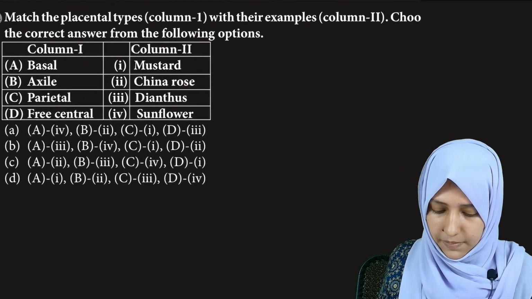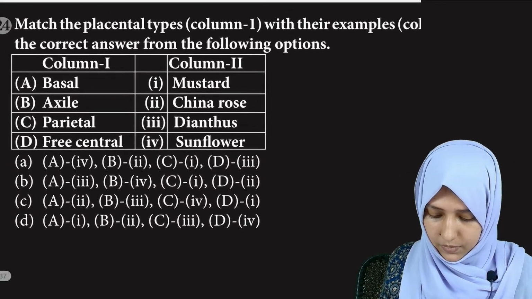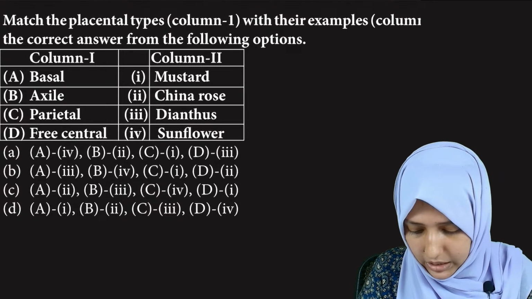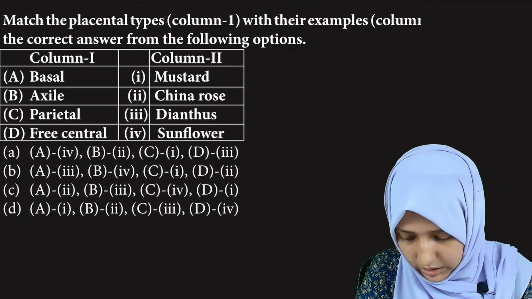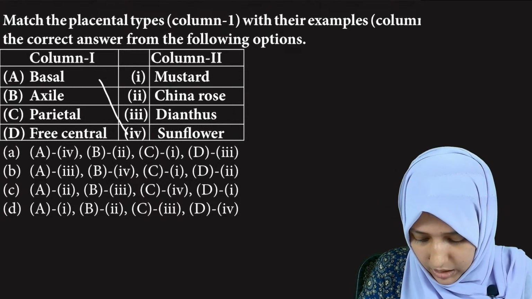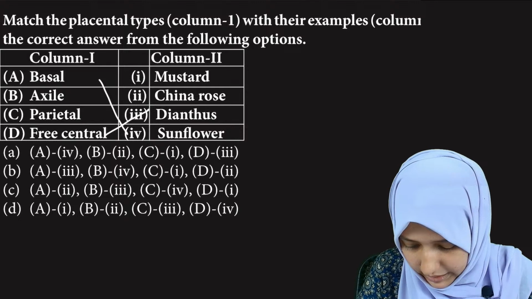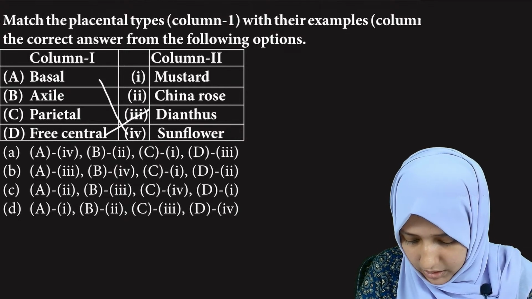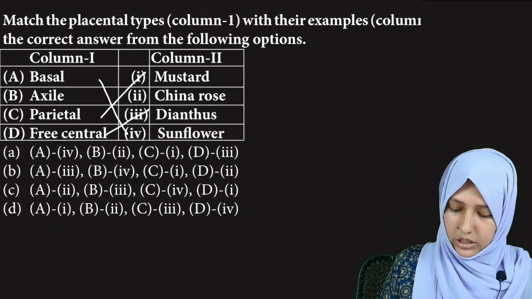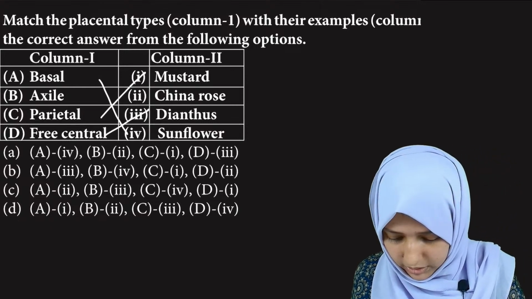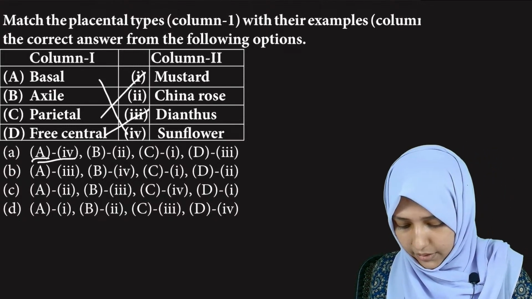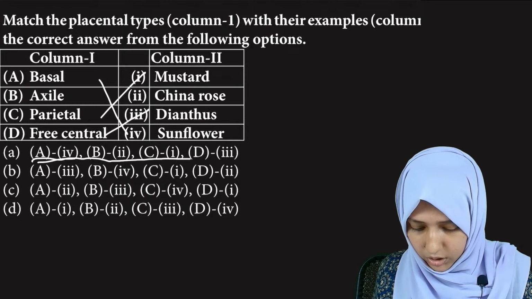Now the next question, basal placentation. Basal placentation is seen in sunflower. Axile is seen in China rose, free central is seen in dianthus, and parietal is seen in mustard. Just see, for option A, basal is for sunflower. So A for 4 and B for 2.